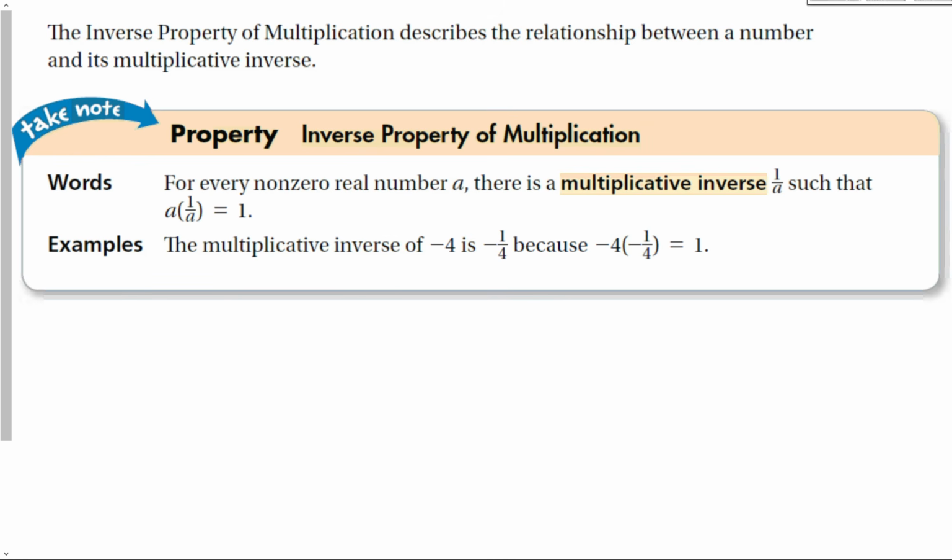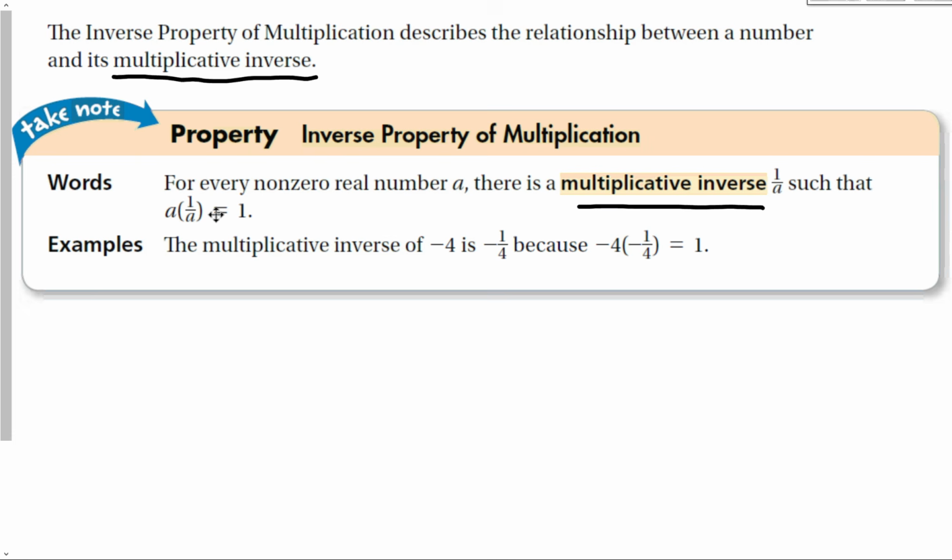Next, the inverse property of multiplication describes the relationship between a number and its multiplicative inverse. Multiplicative inverses are important. They are the thing that you multiply by your number to make it equal the identity, which in multiplication, the identity is 1. Okay? So, for every non-zero real number a, there is a multiplicative inverse, 1 over a, such that a times 1 over a is equal to 1. Okay? So basically, it is kind of like the reciprocal.